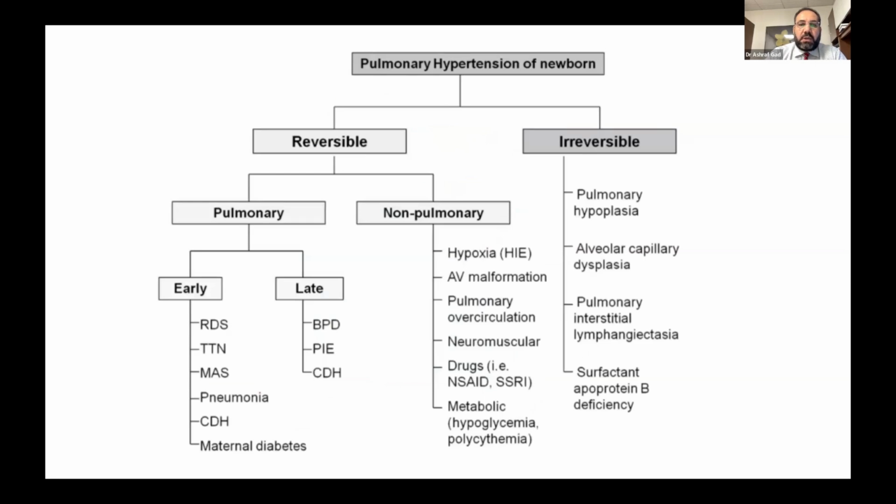Some of the causes of PPHN are reversible, and we all see them. And some babies have even mild forms of PPHN, like with Down syndrome or so, and they will be in the nursery. Many of them we don't know about, but some other causes of PPHN are severe and intractable, and those are the ones who either die or need ECMO or have poor outcome.